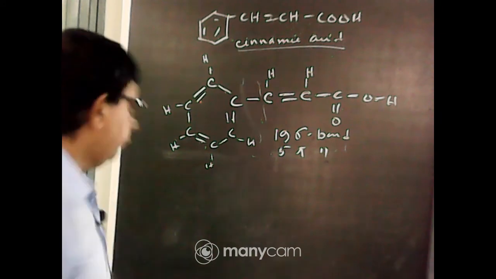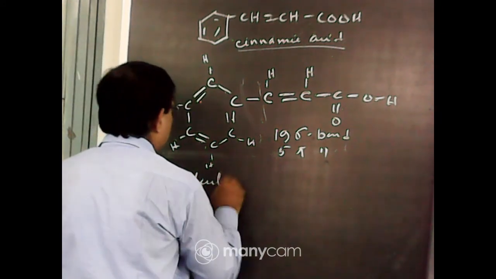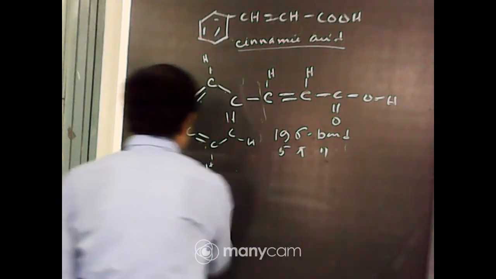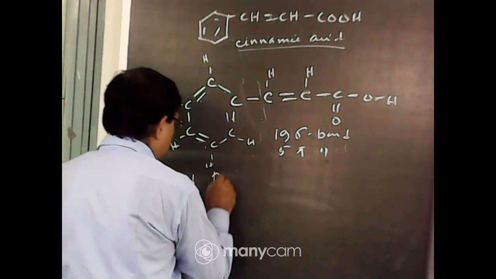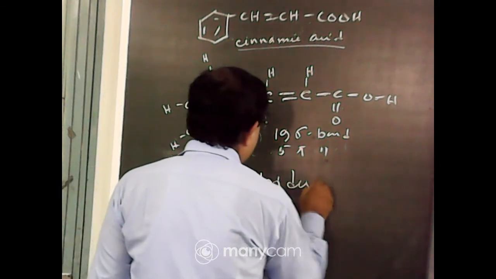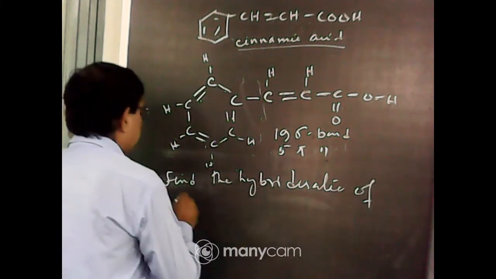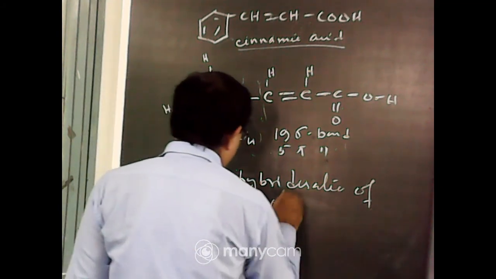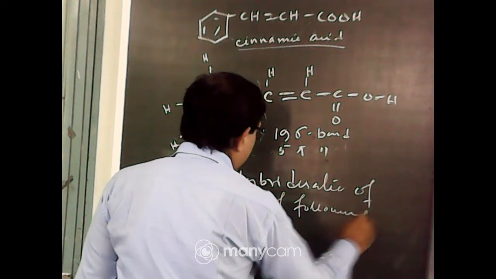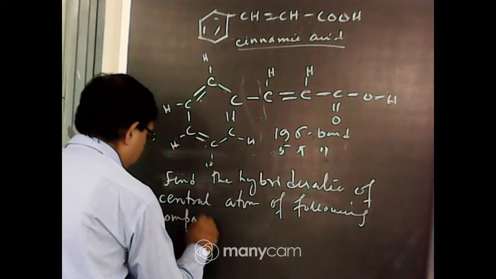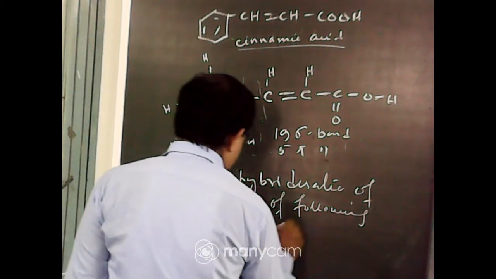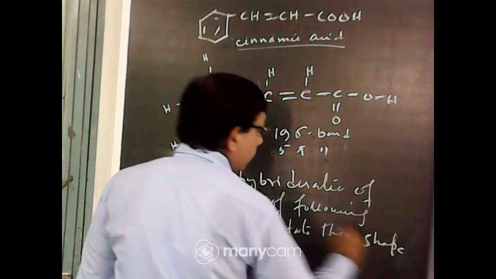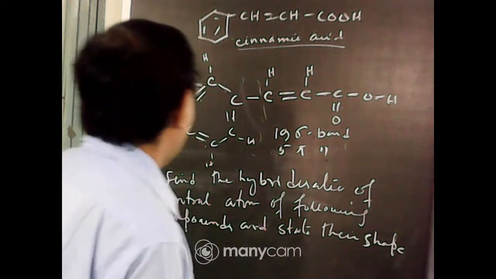Find the hybridization of the central atom of the following compounds and state their shapes. So hybridization of the following compounds, and state their shapes.